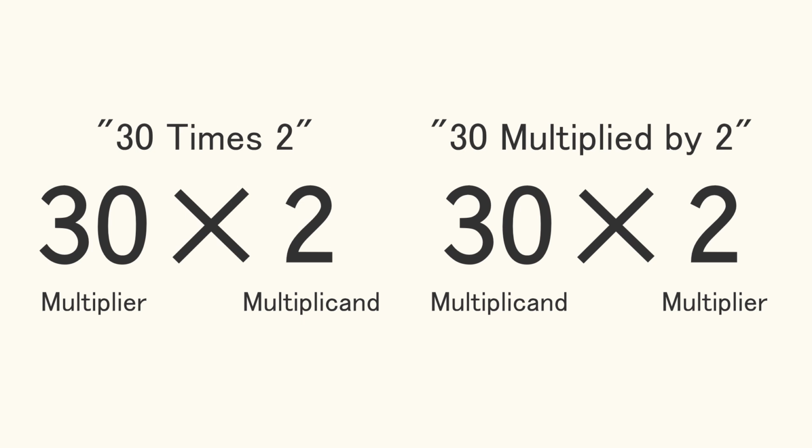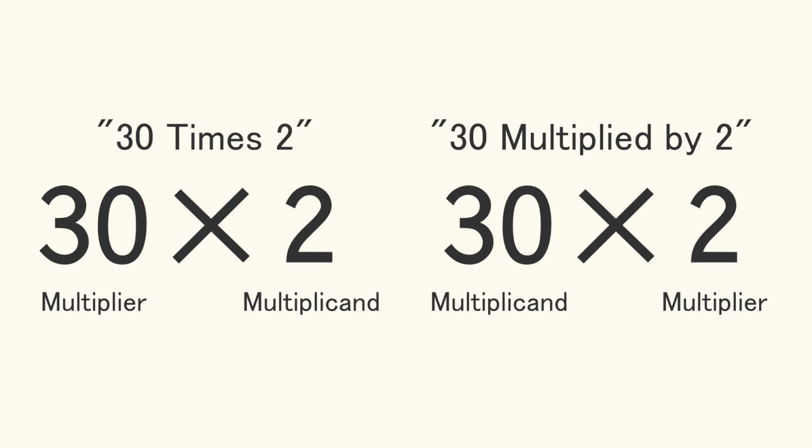In a multiplication expression, each number has a specific role. One is called the multiplicand, and the other is called the multiplier. The multiplicand is the number we take and add up, and the multiplier tells us how many times we do that.